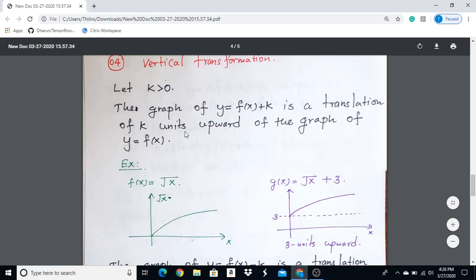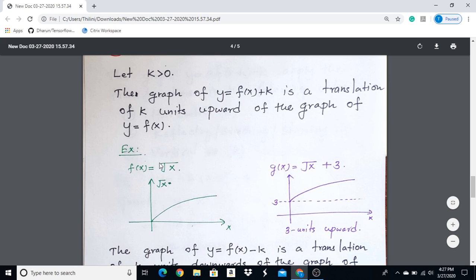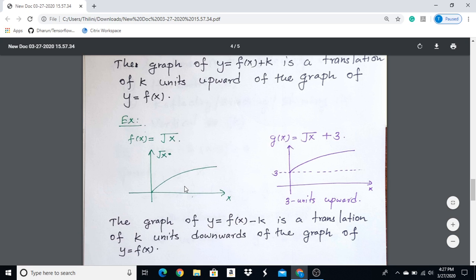So what is happening here? If k is positive, we move the graph upward by k units. For example, take the same square root of x function, and this g(x) function where we are adding 3 units, not to the variable x, but separately, outside. That means we should move the original graph upward by 3 units. So now it looks like this.